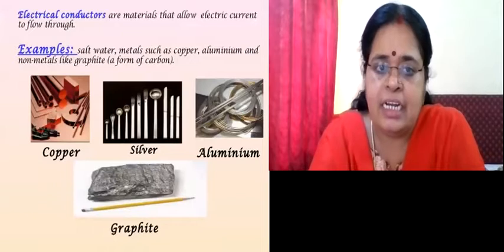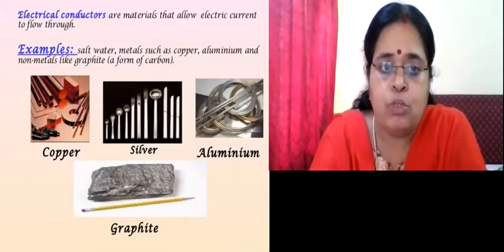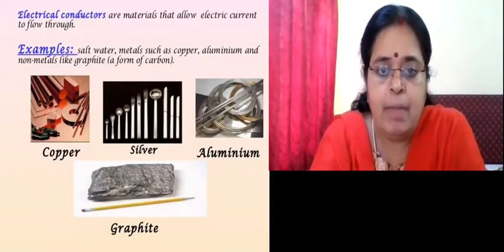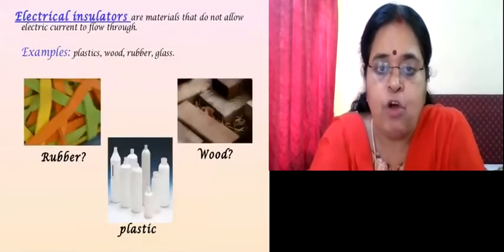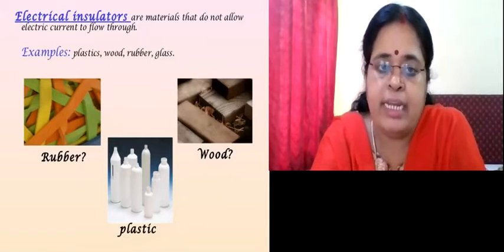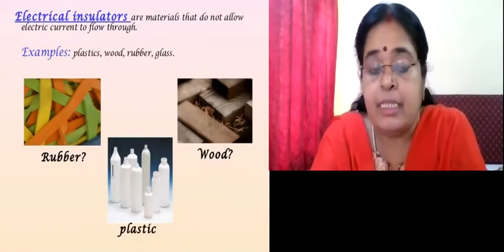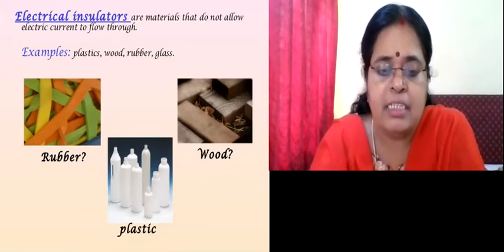Now, electrical conductors are materials that allow electric current to pass through them. I told you. And what are the examples? Salt water, metals like copper, aluminium, non-metals like graphite. What is graphite? It is a form of carbon. And electrical insulators are materials that do not allow electric current to pass through them. Example, plastic, wood, rubber, glass, etc.